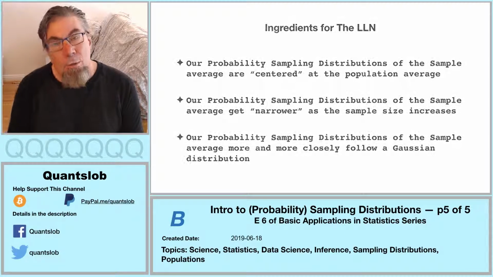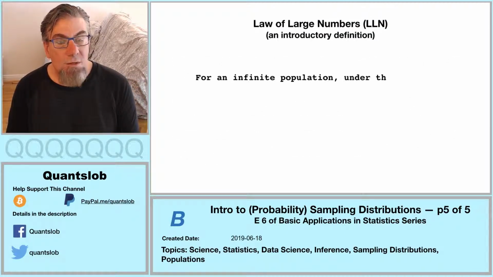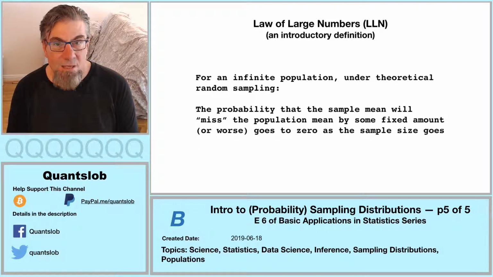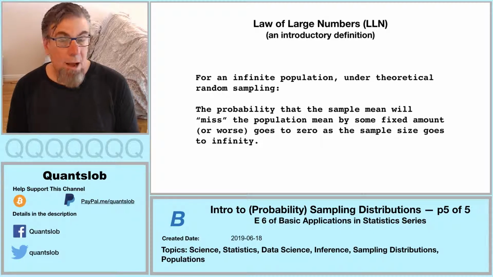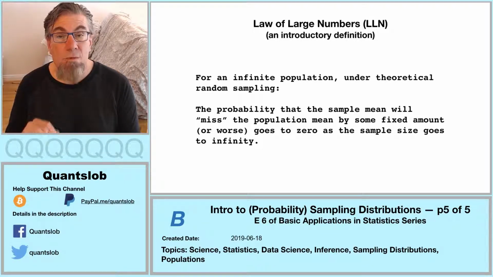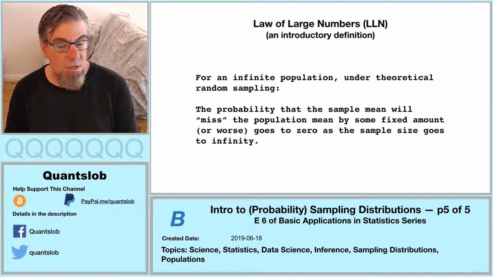Okay, here we go. As we get a larger sample, the sample statistic, sample average, will become a more precise estimator for the true population average. And by implication, the possibility that our sample average will miss the true average by some amount or worse becomes less and less probable as the sample size grows.